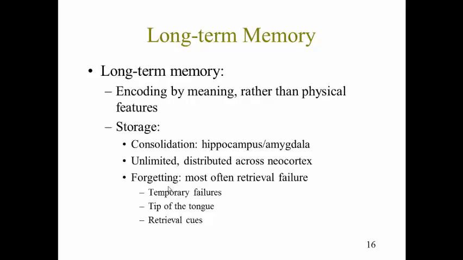The tip of the tongue phenomenon is another example of that. So this idea that you sometimes know exactly what you're trying to remember, but you just can't quite get there. So again, it seems to be that the information is in the system but can't be retrieved.